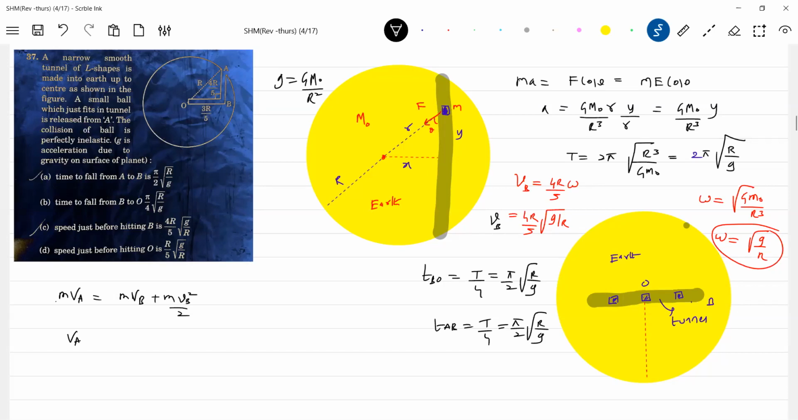What is potential at A? Minus G M naught by R, that on the surface. Potential at B, you know the formula, anybody? G M naught by 2R cube into 3R square minus x square.